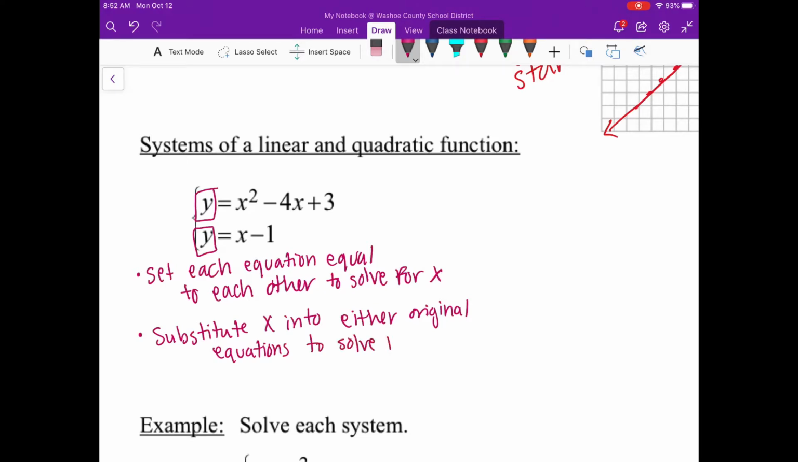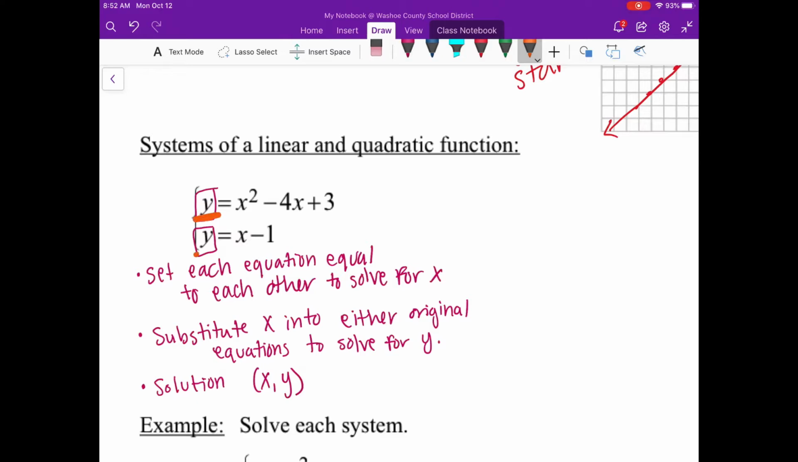To solve for y. And I want to make sure that I write my solutions, it could be 1 or 2, no more than 2, as a coordinate point, x comma y. Okay, so let's go ahead and do that for this problem.